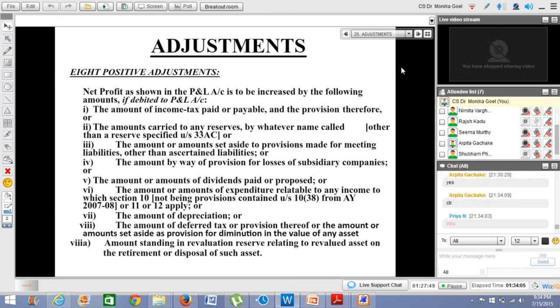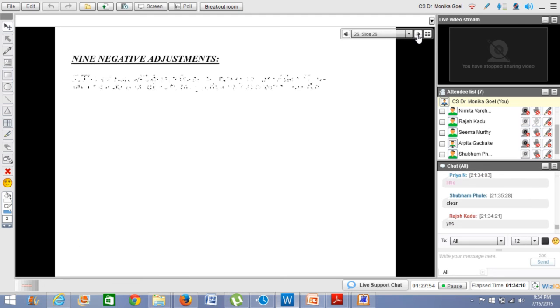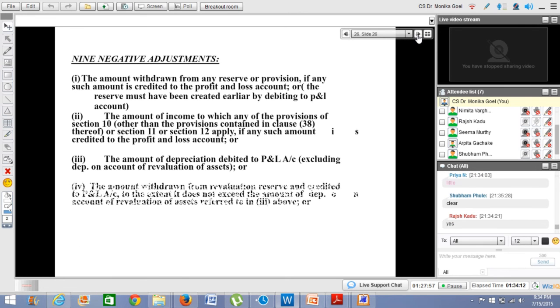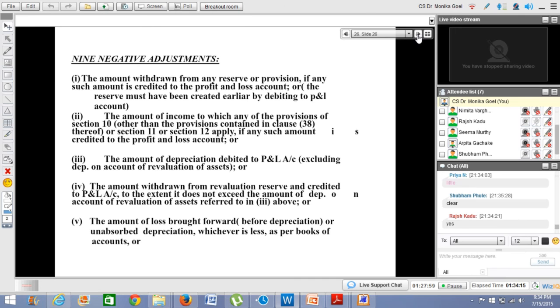Once you've done these 8 positive adjustments, we will come to the 9 negative adjustments. What are these 9 negative adjustments? The 9 negative adjustments say that in case any amount has been withdrawn from any reserve, which reserve was created earlier by debiting the profit and loss account, and you are bringing it to the credit side of the profit and loss account, then we have to reduce that amount because we want to know the book profits.